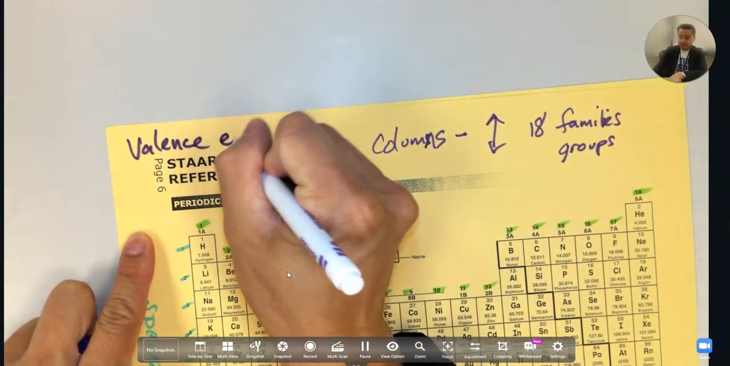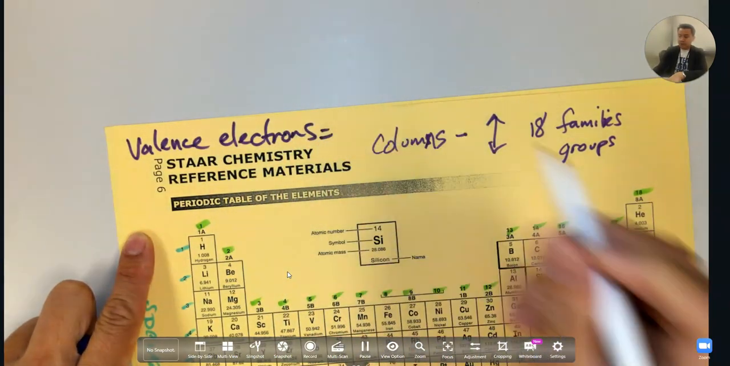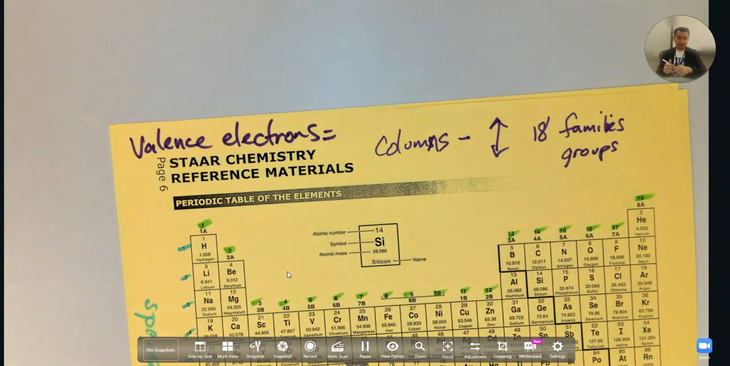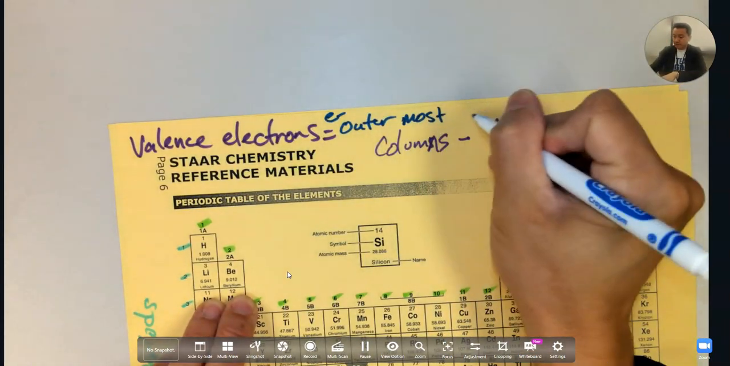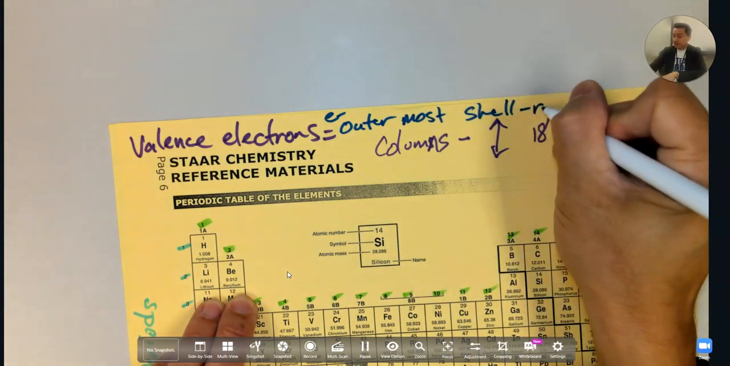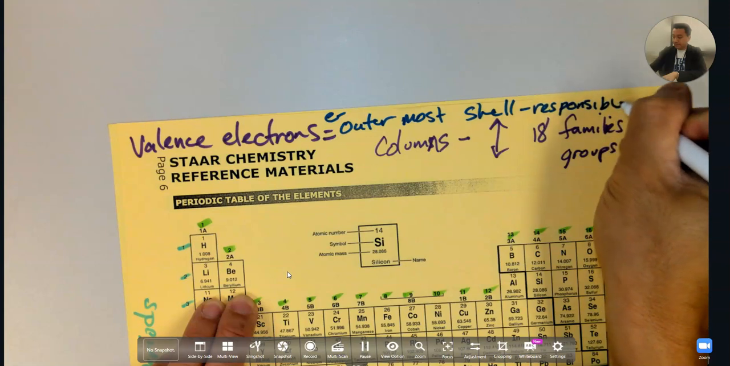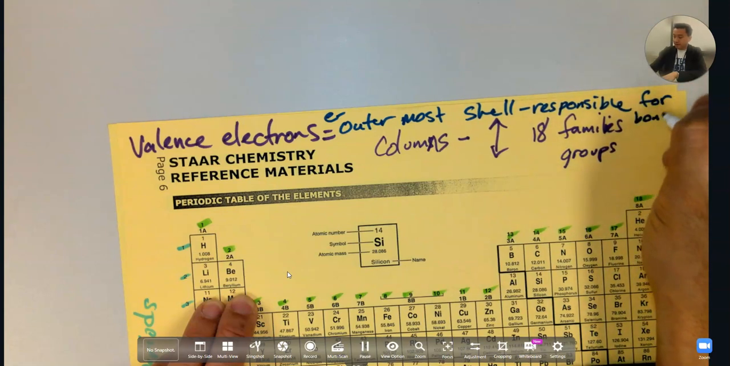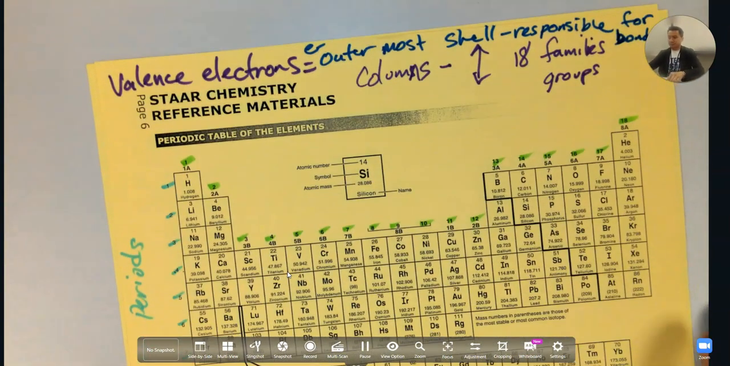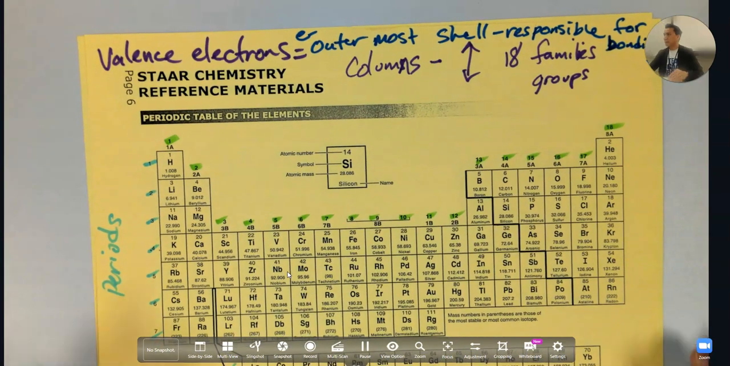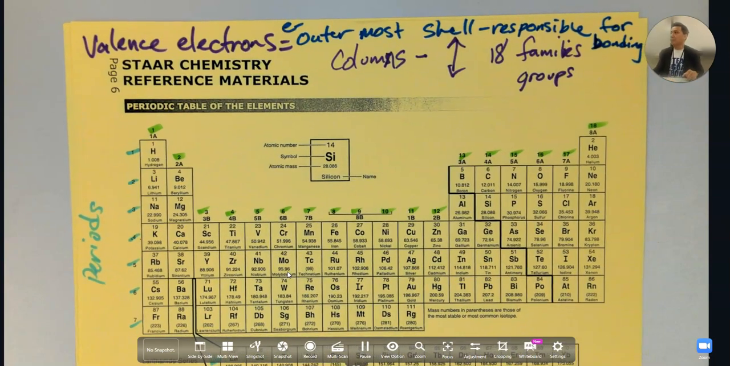Valence electrons. These are electrons on the outermost shell. Let me use a different color here so we can distinguish. Electrons on the outermost shell, they are responsible for bonding. On your paper, write neater, write a little better than me, okay? Because right here, I'm just going without any kind of prior planning. So for you, write nicer and neater on your paper. So valence electrons are the outermost electrons on the outermost shell, responsible for bonding.